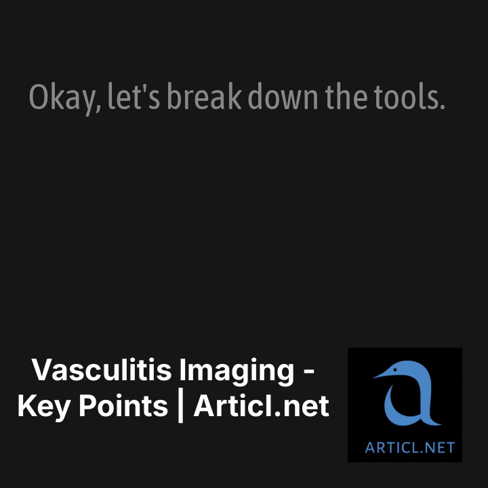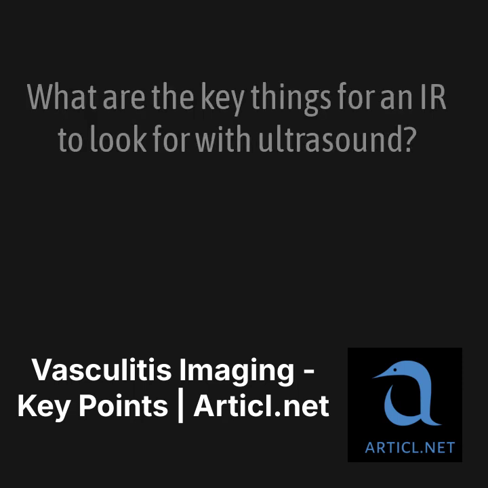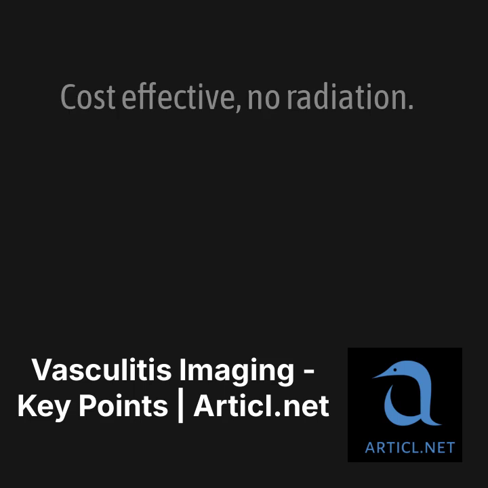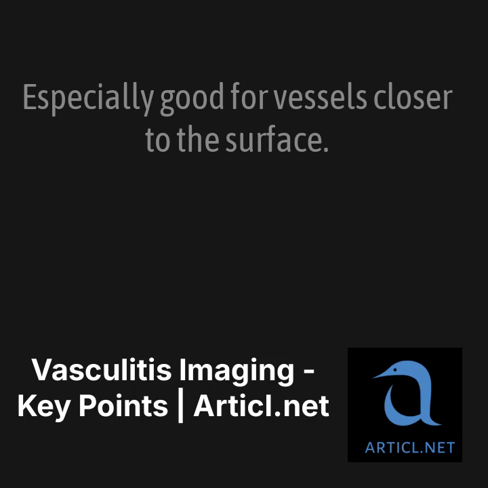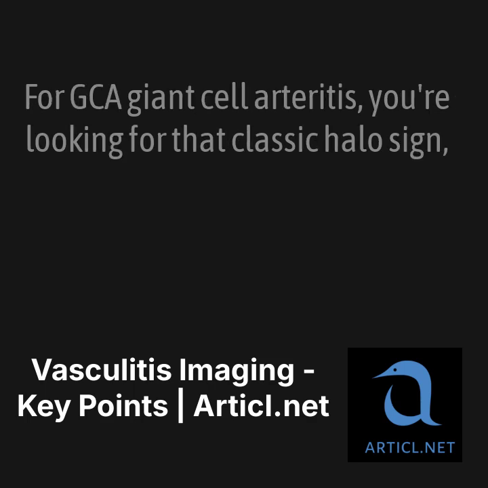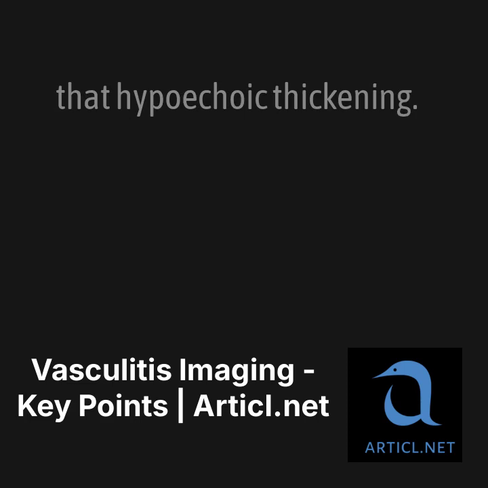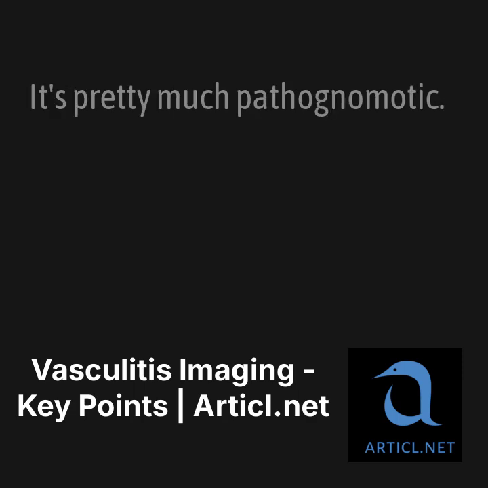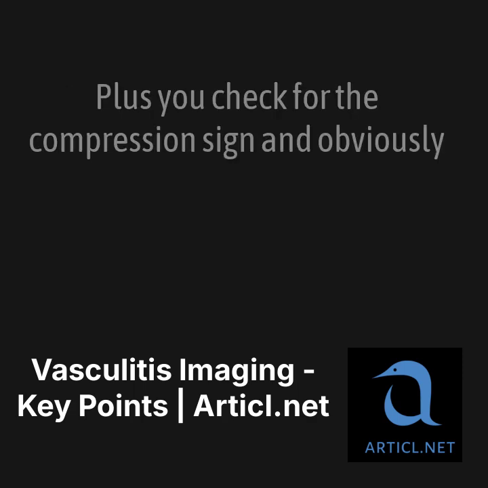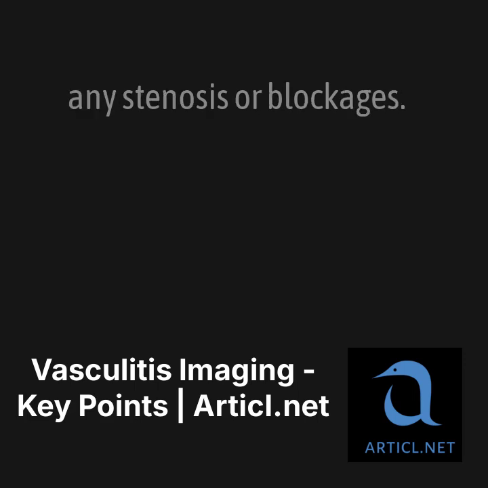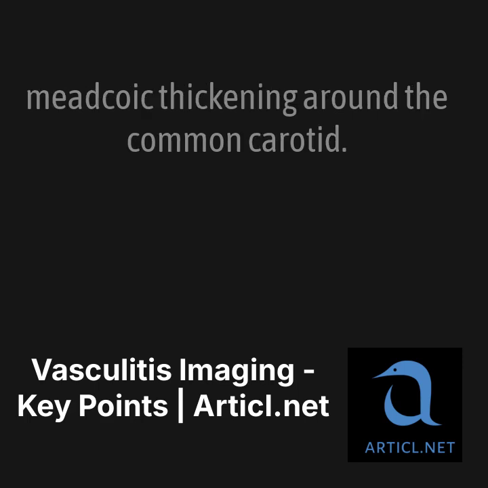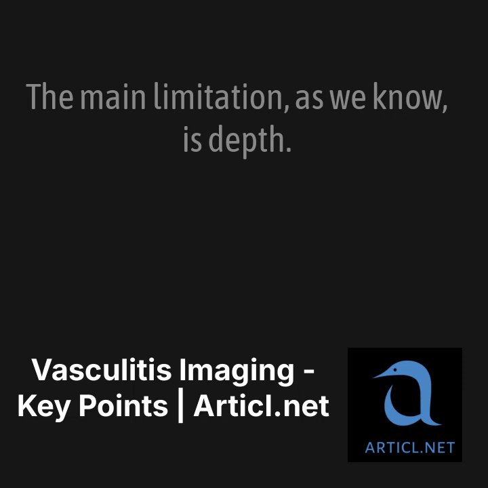Okay, let's break down the tools. Ultrasound first. What are the key things for an IR to look for with ultrasound? Well, ultrasound's great value, right? Cost effective, no radiation, especially good for vessels closer to the surface. For GCA, giant cell arteritis, you're looking for that classic halo sign. That hypoechoic thickening. That's the one. Circumferential, hypoechoic wall thickening, it's pretty much pathognomonic. Plus, you check for the compression sign and obviously any stenosis or blockages. For Takayasu, maybe you'll see this sort of homogeneous macaroni-like thickening around the common carotid. The main limitation, as we know, is depth.